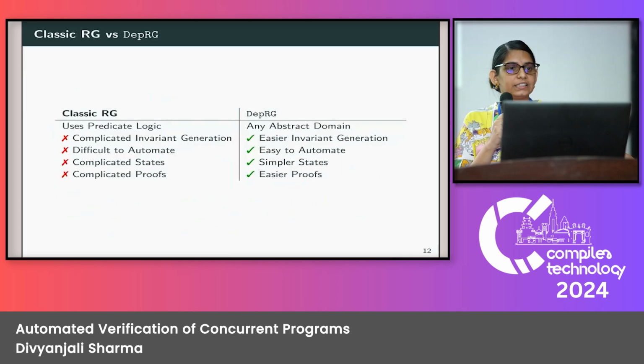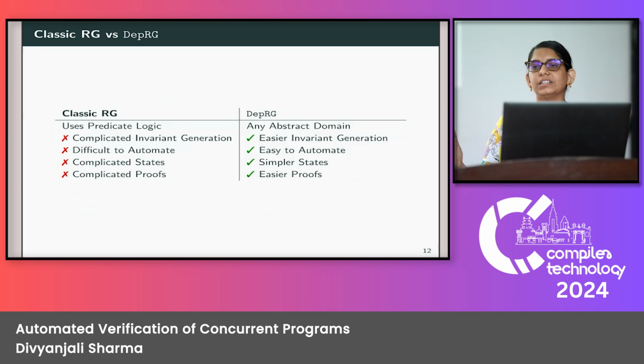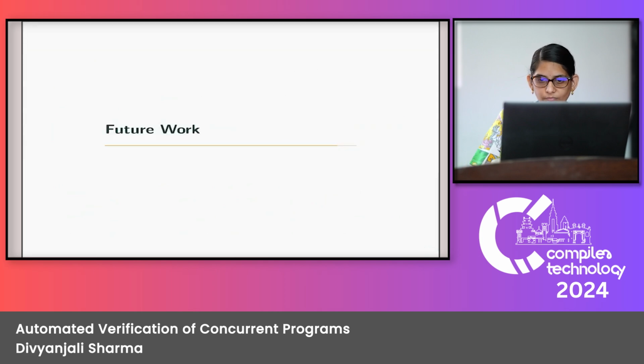To compare classic RG with DAP-RG, first of all, classic RG uses predicate logic, and I am saying we will allow any abstract domain here, which means easier invariant generation and easier automation of the proof checking or verification process. Our states are simpler because of the dependence relation, and since we are not looking at all possible interleavings, that also results in much simpler proofs.